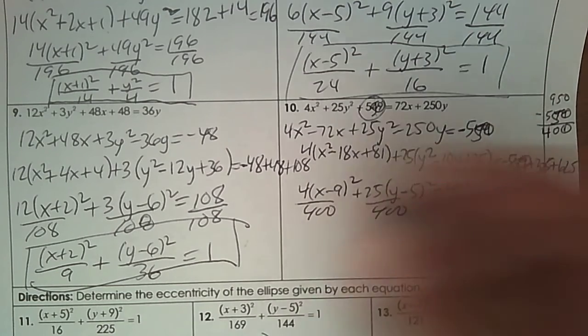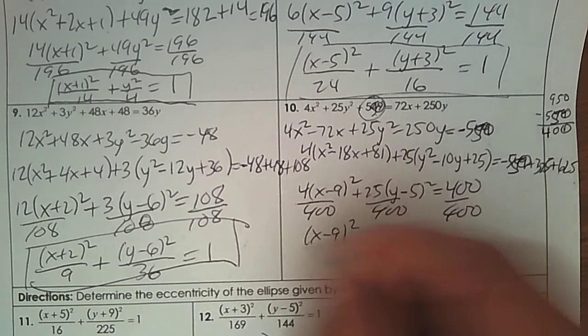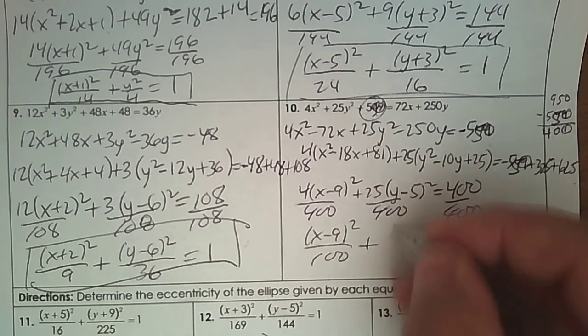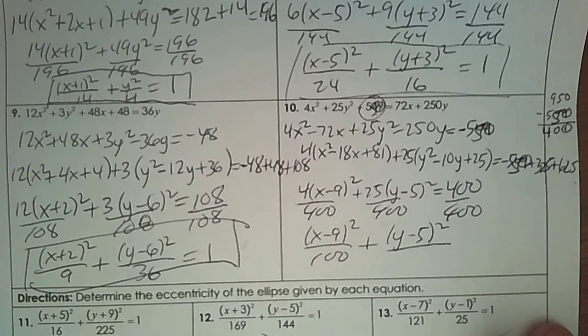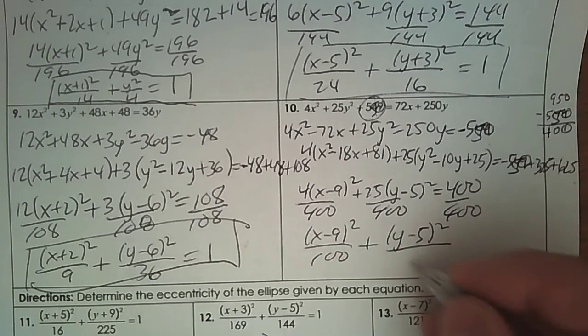And now we're done. So 4 goes into 400 100 times. 25 goes into there 16, and it's equal to 1.